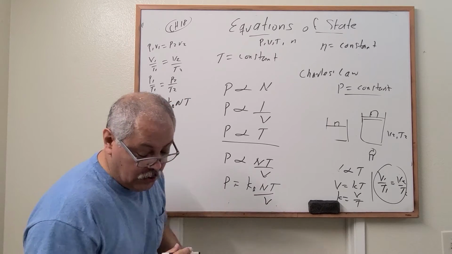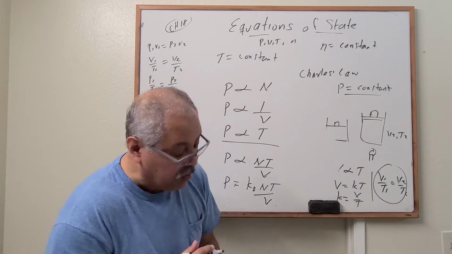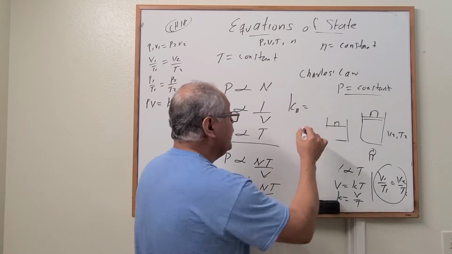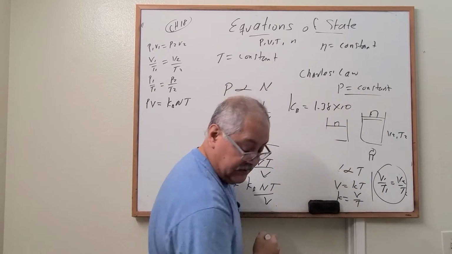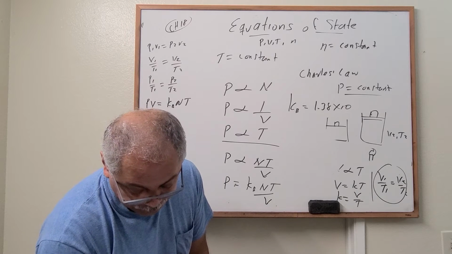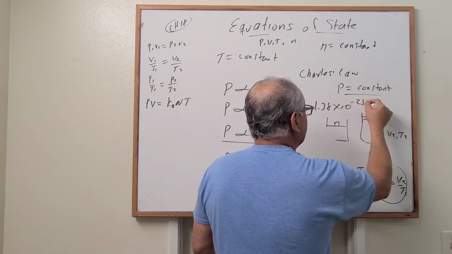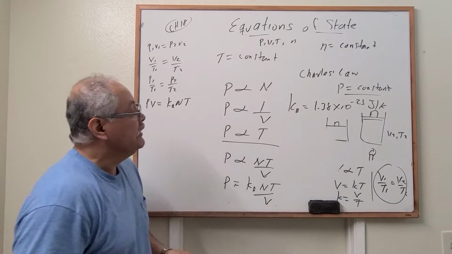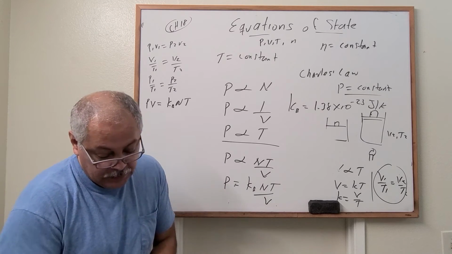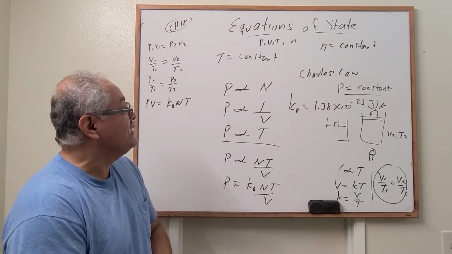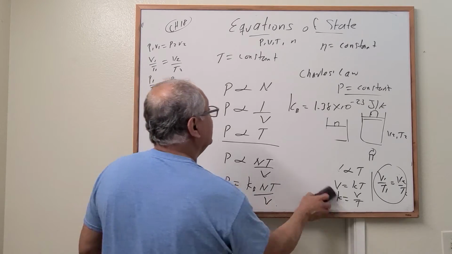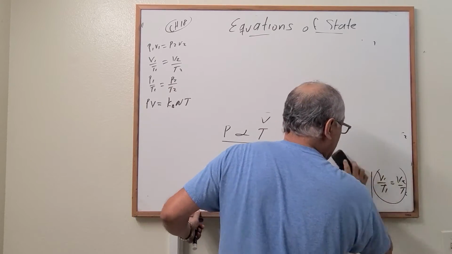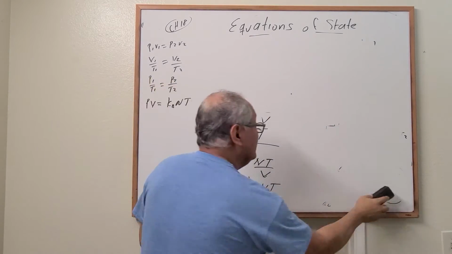The value for the Boltzmann constant Kb is 1.38 times 10 to the negative 23 joules per Kelvin. Joules per Kelvin. That's the magnitude for Boltzmann's constant. Perfect. Now we are right here. Correct. Now let's see what happens when we involve the number of moles. Let's do it.